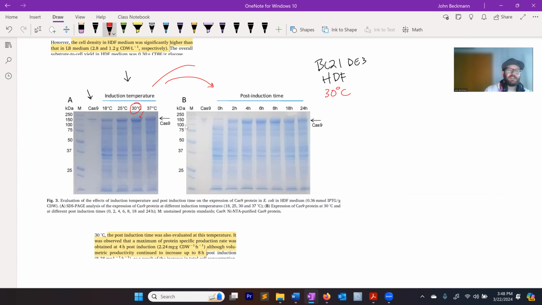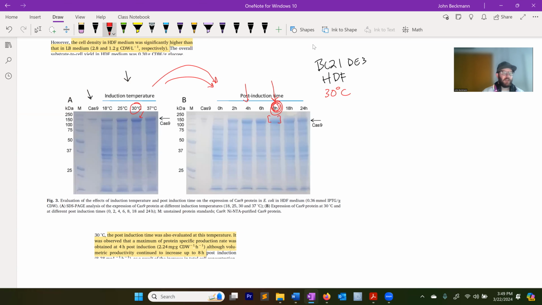Then they take that 30 degrees Celsius and analyze how long they should grow them at 30 degrees Celsius. Which of these is the best production time post-induction? 8 hours. 8 hours is the maximum amount that you produce, where if you go even longer, you're getting diminishing returns. You're not actually getting a higher yield. They say that 4 hours is the point at which you produce the most Cas9 per unit, I think. But if you wait, the production goes down a little bit, but the maximum yield is going to be at 8 hours. And you can tell that from this band being the darkest.